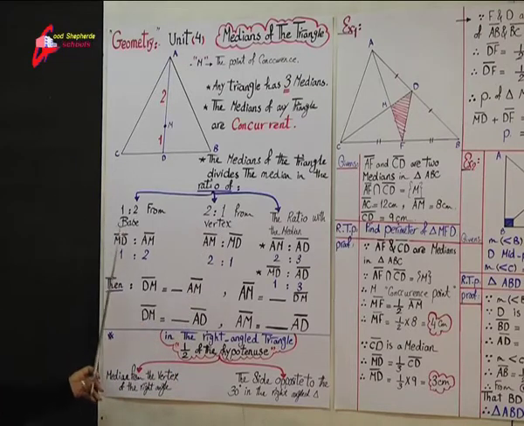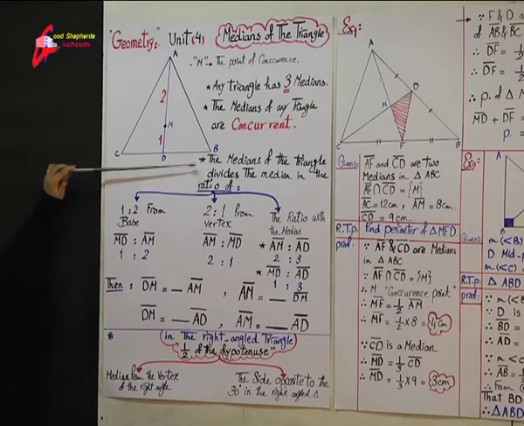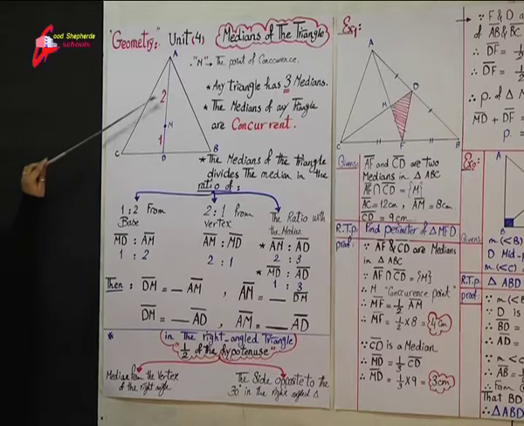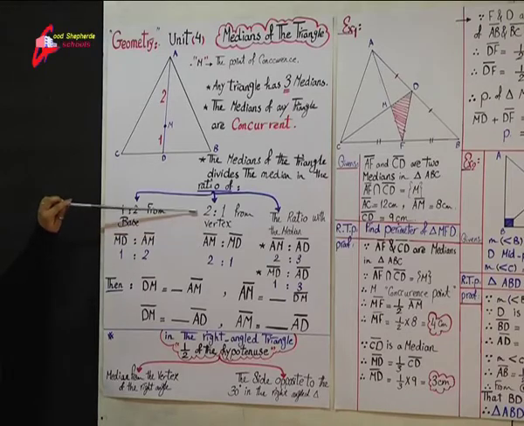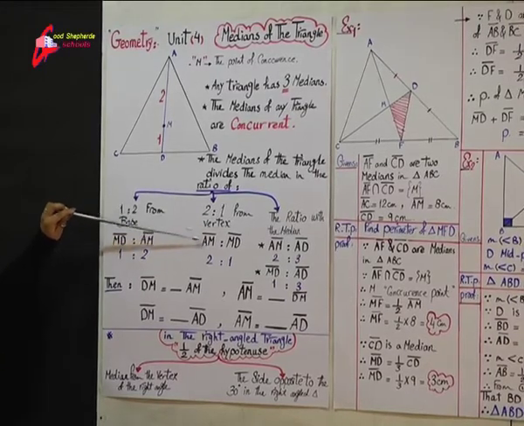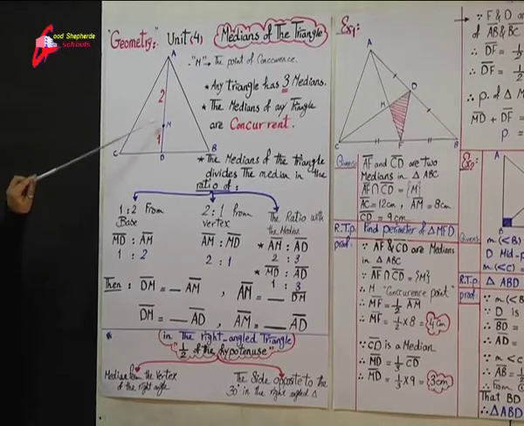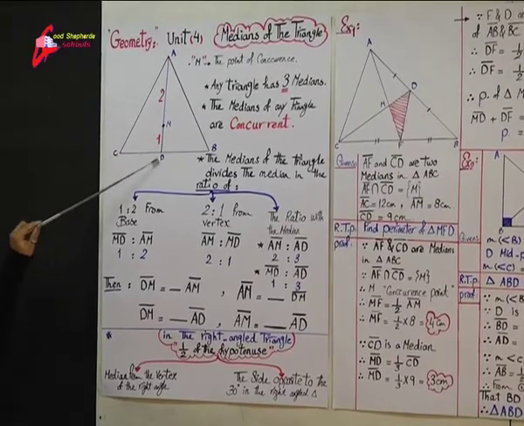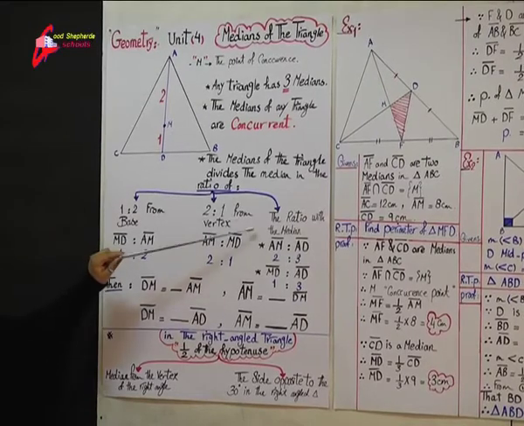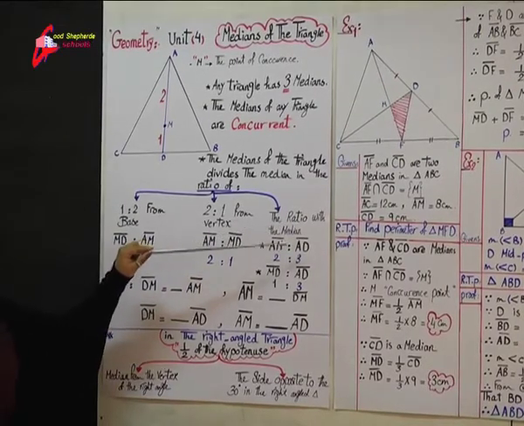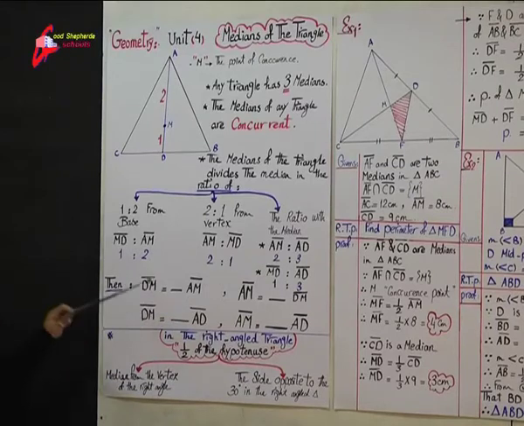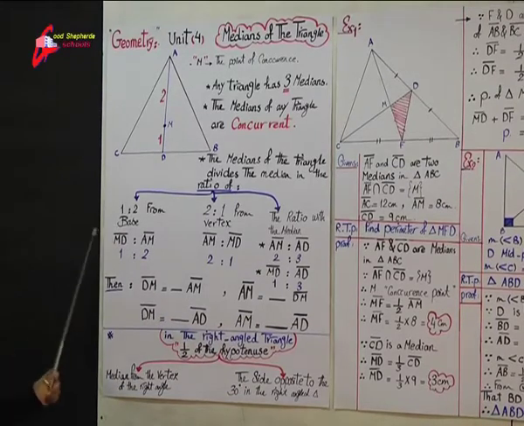The ratio from the base means it will be 1 to 2 from the base, or from the vertex it will be 2 to 1 from the vertex. Here AM is the part which is from the vertex, so it will be 2 to 1. Also you can have the ratio in the median itself, and I'll talk about it later. Number 1, from the base.